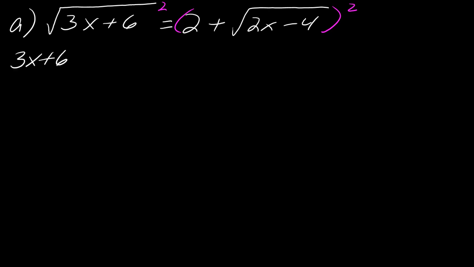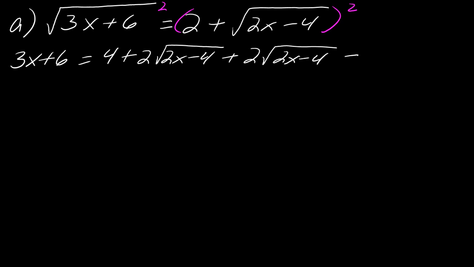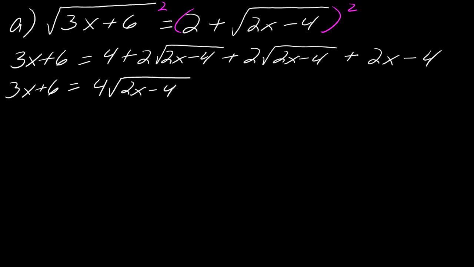Okay, so I'm going to have 3x plus 6 equals, and when I start FOILing this out, this becomes 4 plus 2 times the square root of 2x minus 4, plus 2 times the square root of 2x minus 4, plus 2x minus 4. I didn't write out all of the multiplication, but there are the pieces to it. Then if I collect my like terms, what I end up getting is 4 times the square root of 2x minus 4 plus 2x. So the 4's actually end up dropping out, right?